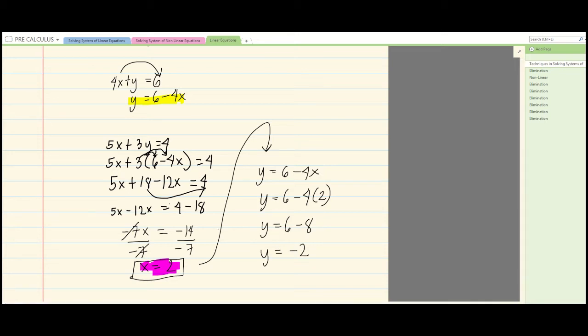So x equals 2 and y is negative 2. Our intercepts will be 2 and negative 2. To check that, we will need to graph it.